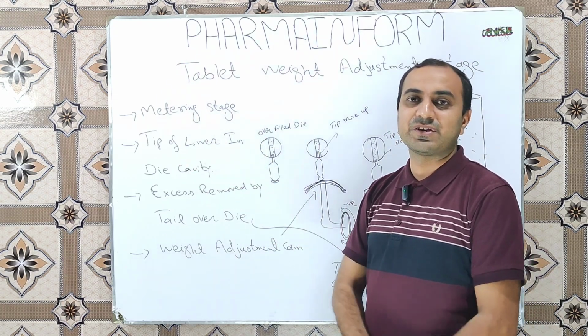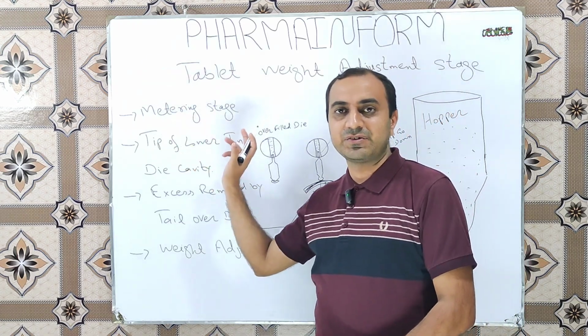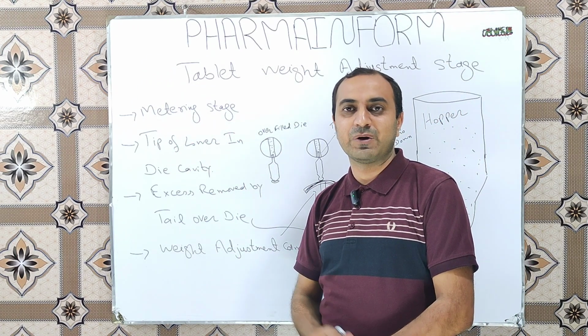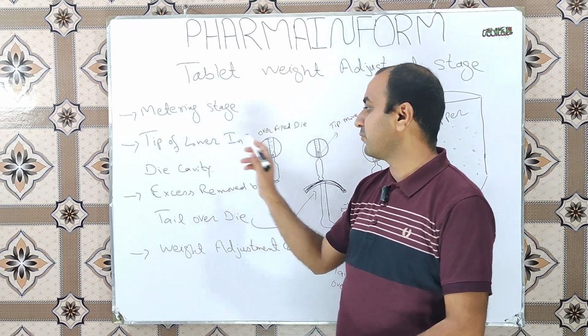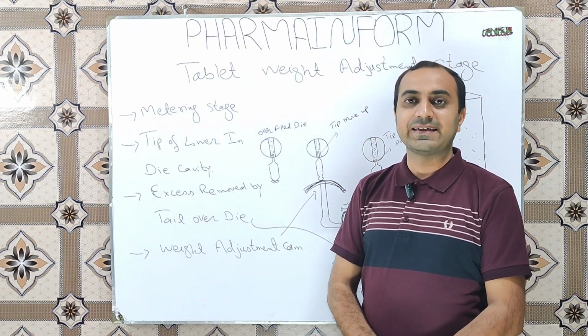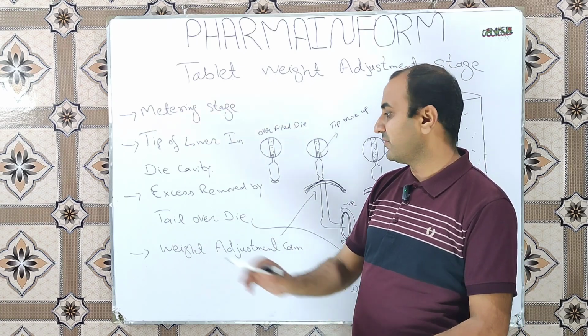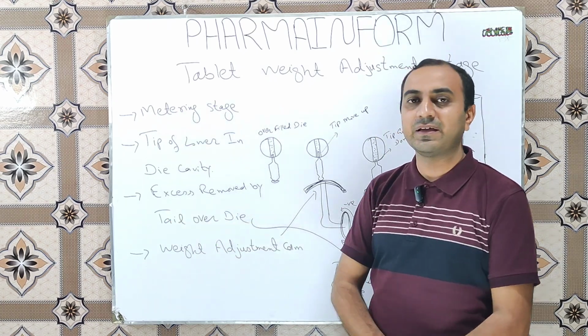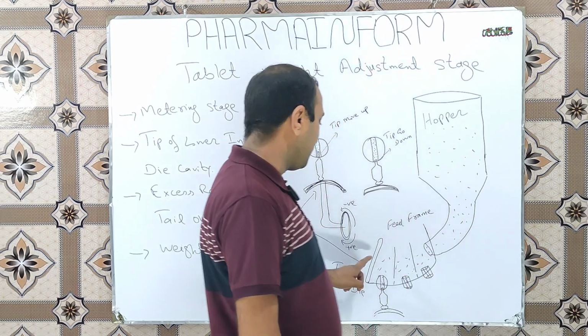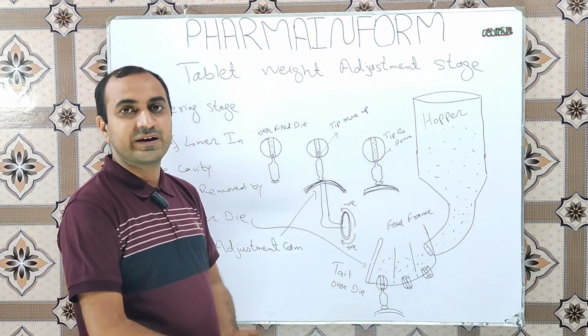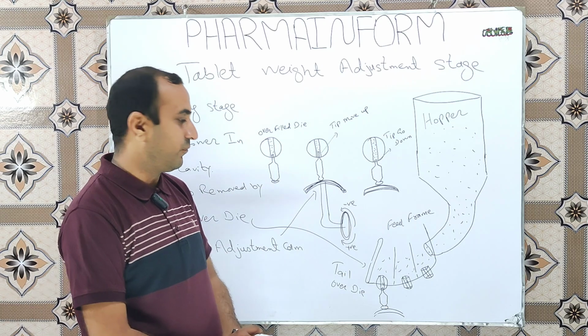So the weight adjustment stage is also known as the metering stage, and the weight of the tablet is adjusted by the position of the tip of the lower punch in the die cavity. In the process of weight adjustment, excess powder is removed by the tail over die. What is the tail over die? Here we have discussed the tail over die. So let's understand the science, how this works.